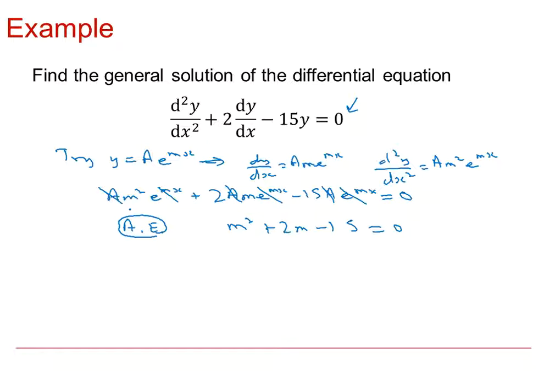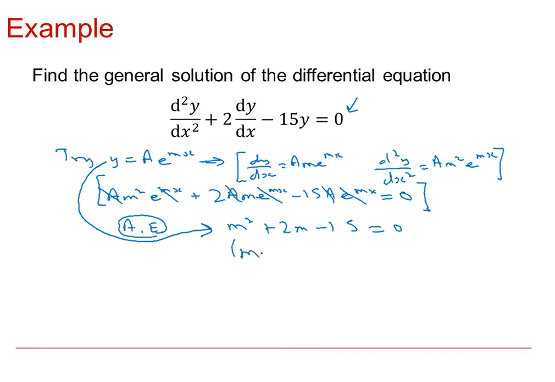Now, lots of students and teachers miss out that line of working and perhaps don't always mention the first and second derivatives. It's good to see all of that, but as a minimum I recommend writing down y equals a e to the mx before you write down your auxiliary equation, so at least we know what m represents.